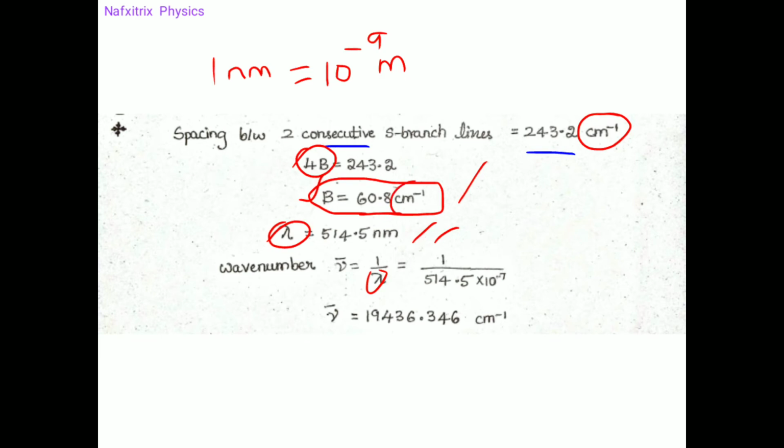The spacing between the lines they have provided in terms of per centimeter. So we need to take 10 to the power of -7 centimeter, because 1 meter is equal to 100 centimeter. So here we can see the wavelength like this, 10 to the power of -7 centimeter. If we do the inverse, after multiplication, this 10 to the power of -7 would go up and become 10 to the power of 7, and 1 by 514.5. So we are getting this wave number.